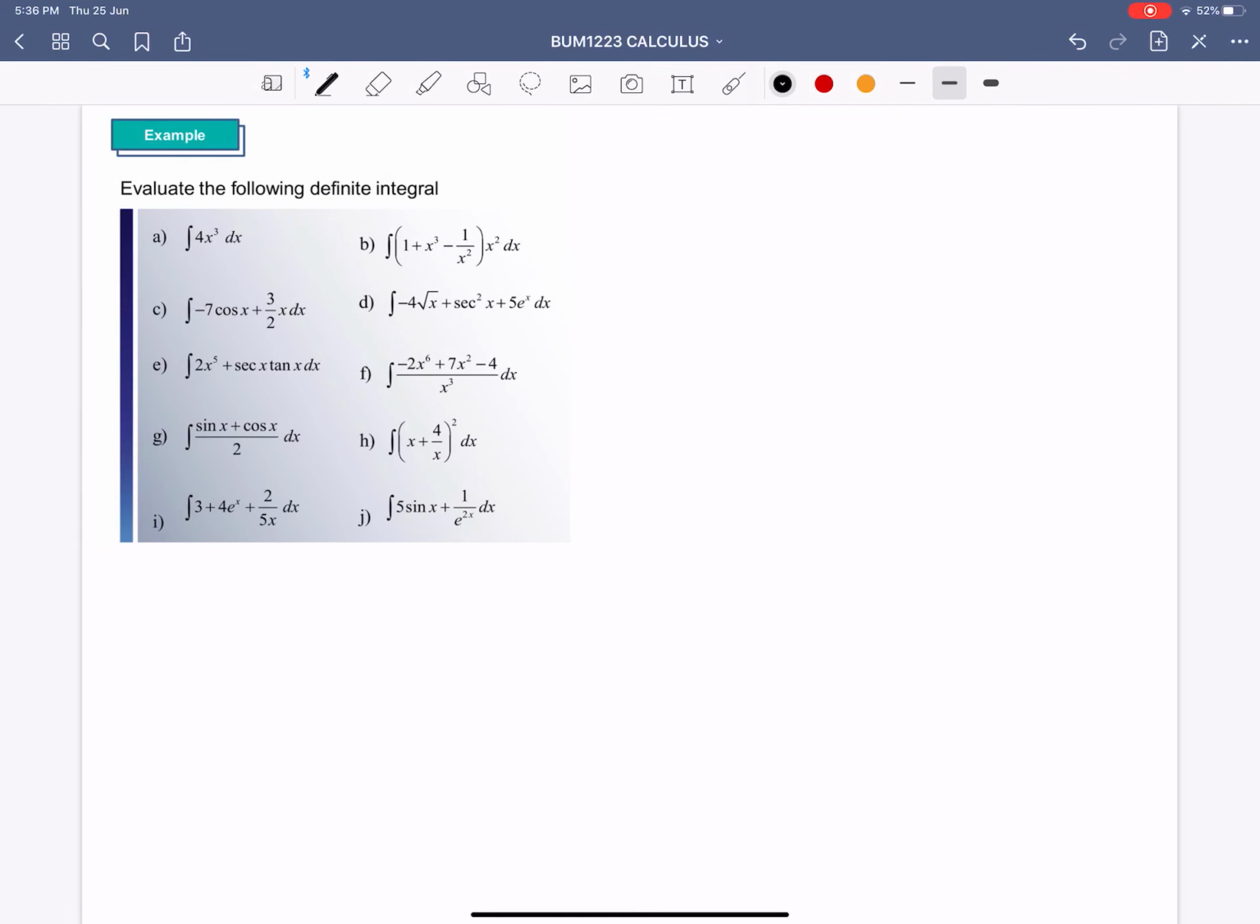Okay, so these are the questions. We'll look at question A. For question A, we have integration for x cubed, where this is equal to 4 times integration x cubed. Okay, integration x cubed is in the form of... sorry, I want to erase this first because I want to put the formula here. Okay, we put the formula here.